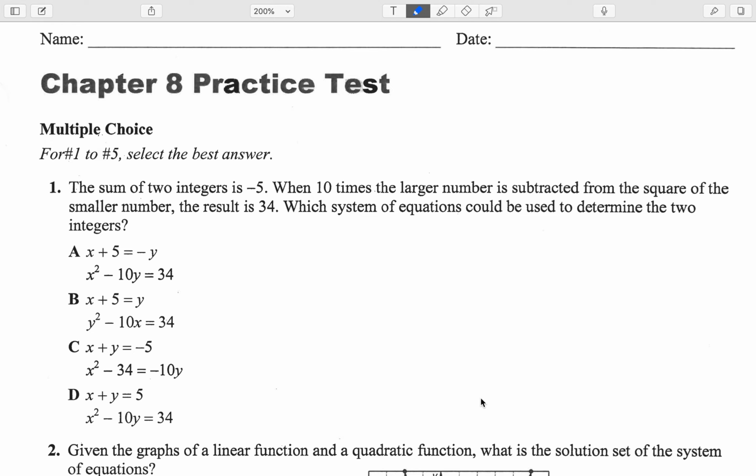Okay, Chapter 8 practice test. This is it. This is our last test, and it's on systems, and this is going to be the Chapter 8 review. Okay, so let's do a few of these questions.